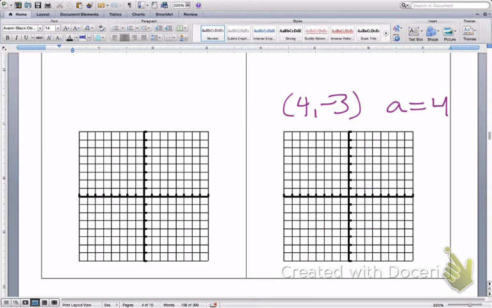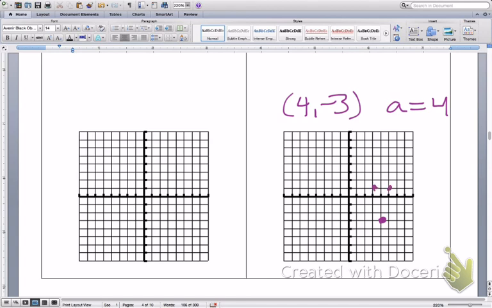Okay, so let's go ahead and graph our vertex. So at 4 means 4 to the right, 3 down. So that puts me in this location. And my a value is 4. It's positive. It's going to be a positive parabola. I'm going to be moving 4 units up, and 1 to the left, 1 to the right. So I'm going to count 1, 2, 3, 4 units up, 1 to the left, and 1 to the right. So let's go ahead and put those points down.